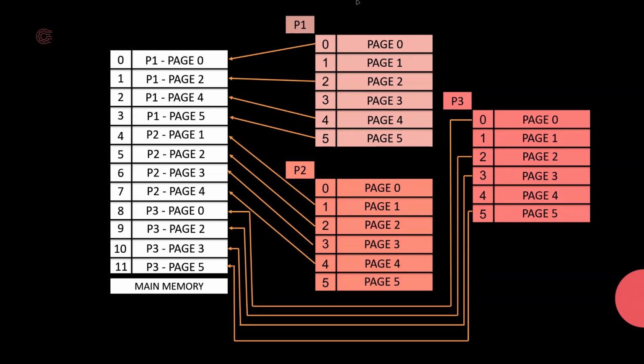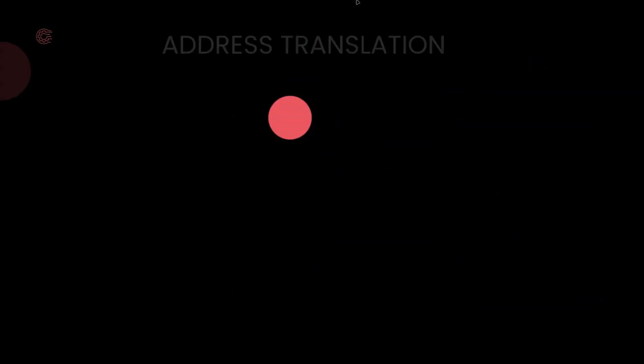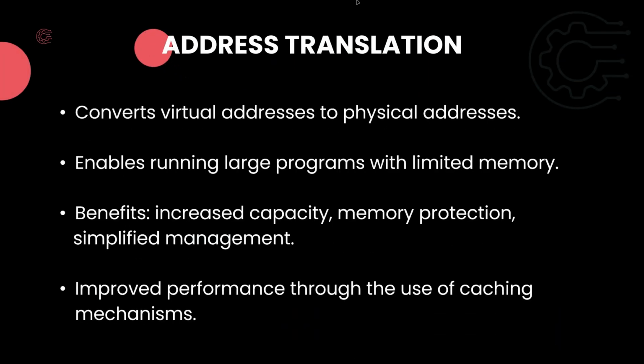So next we are going to see address translation. Address translation is the process of converting a virtual address used by a program into a physical address where the data is actually stored in memory. The operating system uses a page table which maps virtual addresses to physical addresses to perform this translation. The page table is stored in the computer's memory and is used by the MMU to translate this address. This allows programs to access more memory than is physically available and enables efficient management of memory resources in a virtual memory system.